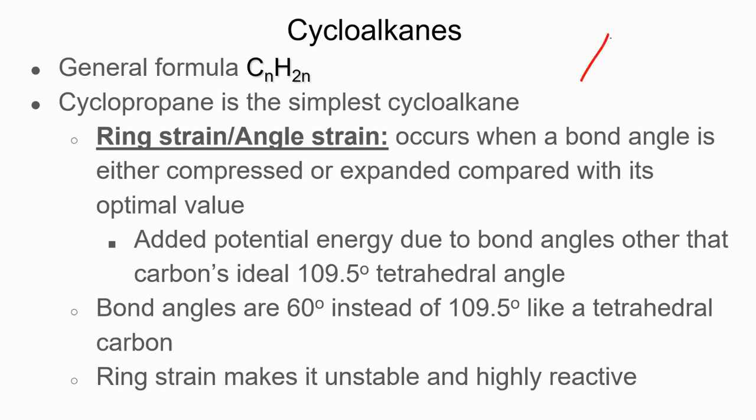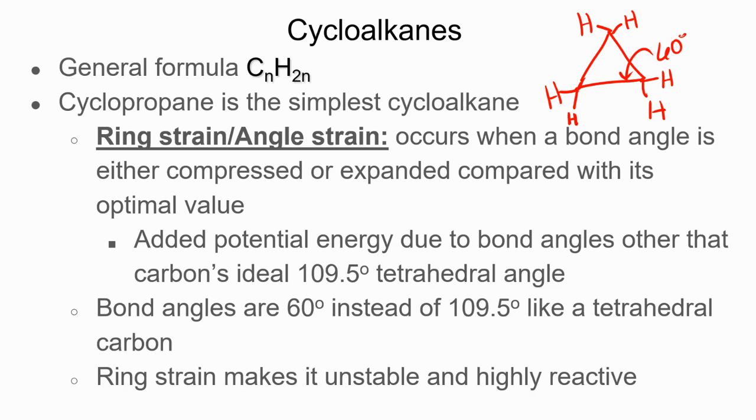Cyclopropane actually looks like a triangle where every point, of course, represents a carbon atom. And each of these carbon atoms is going to have 2 hydrogen atoms connected to it. So there's your CnH2n. Well, n is just 3 in the case of cyclopropane. And in the case of cyclopropane, these bond angles are 60 degrees.